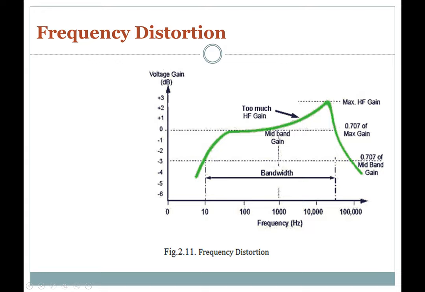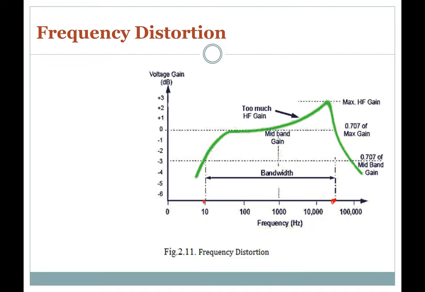Then frequency distortion. This describes the condition where different frequencies within the amplifier bandwidth are treated differently. The amplifier would normally have a bandwidth, in this case from about 10 hertz to 50 kilohertz.